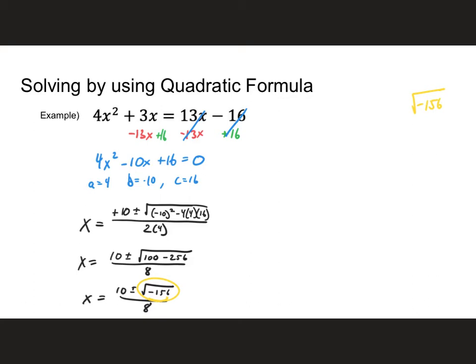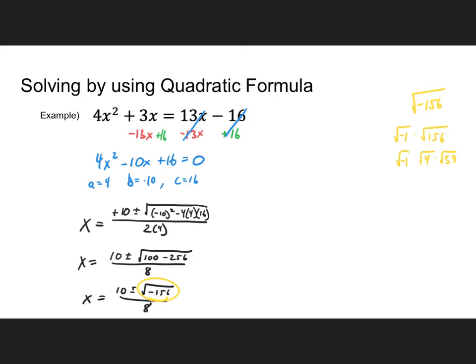156, let me see here. What's the biggest perfect square that I can divide into 156? Well, after some trial and error, it's 4. So that's 4 times 39. I did some trial and error there, folks. So I did the work while I paused the video here.